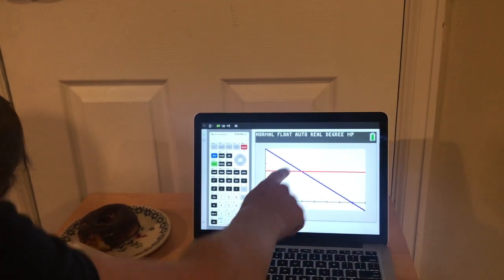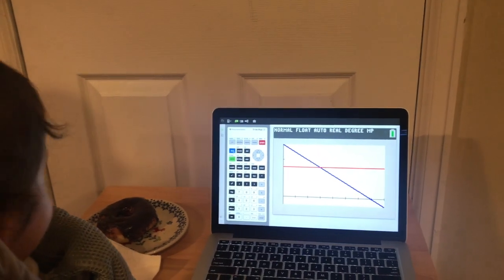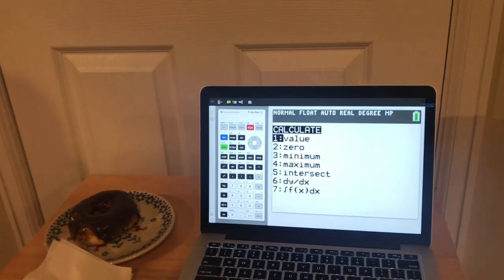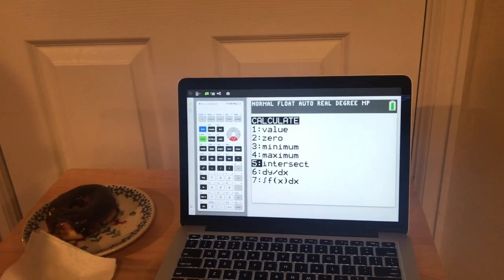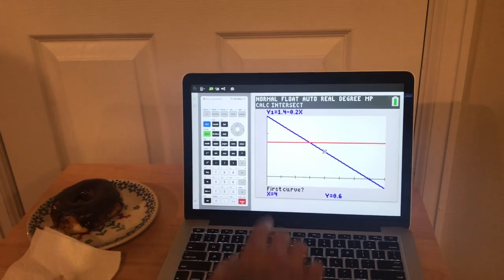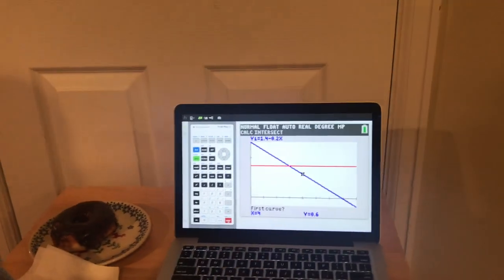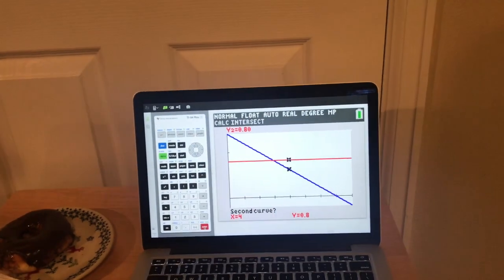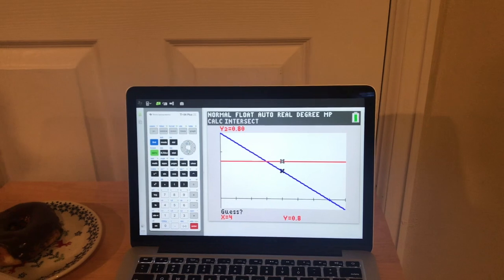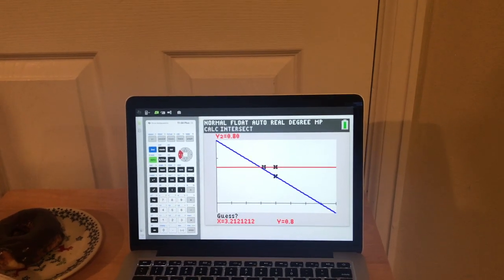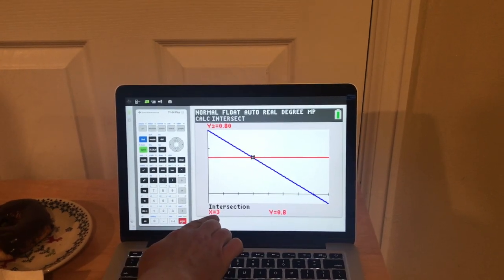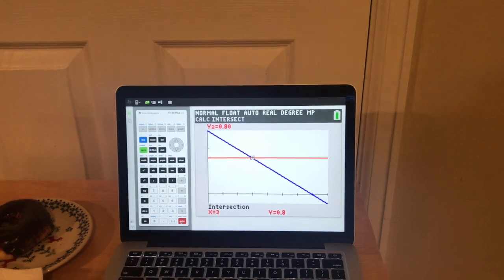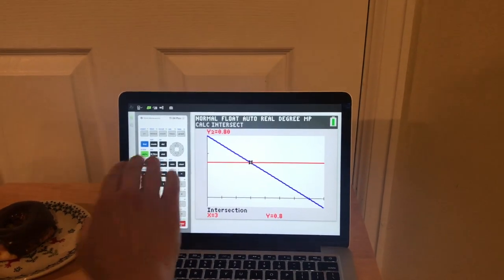And what we're going to do is find the intersection of these two graphs. The way I do that is I hit second, and then calc, and I go down to number 5, which is intersect. It's going to ask me which curves. So, yep, the first curve is where the cursor is now. I hit enter. Okay, now the cursor's on the second curve. I hit enter again. And then I move the cursor close to that intersection point. I hit enter. It says when y equals 0.8, our x value is 3. So graphically, I can find that number of donuts by graphing a line for the y value we want and seeing where it intersects our graph.